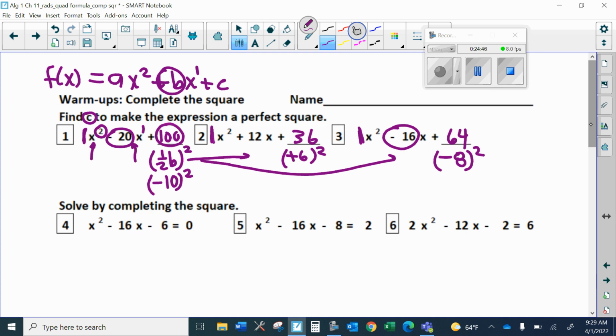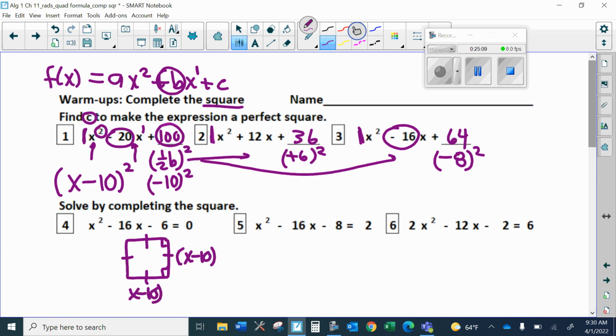So what does that really mean? That means this right here, x squared minus 20x plus 100, would factor into x minus 10 squared. That's why it's called complete the square. And what does that refer to? If I have a square, with 4 right angles, each side of the square in this case would be x minus 10. That's what it's really talking about in a real world situation. The area of that square would be x minus 10 times x minus 10, sides squared, right? Area equals sides squared. So that's what it means.